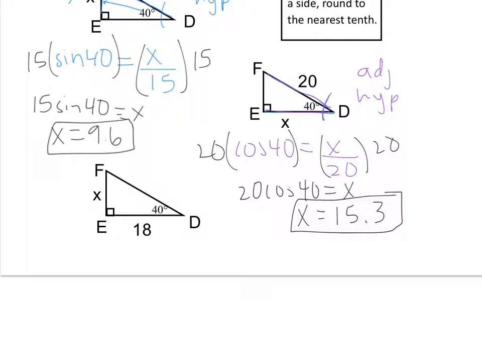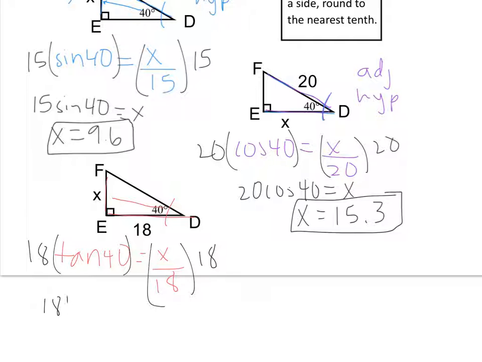All right, let's take a look at this last one here. So I'm given 40 degrees here, I'm given the opposite side and adjacent. So what goes with opposite and adjacent? Tangent, you got it. So tangent of 40 is equal to opposite over adjacent. And then to solve for x here, I would multiply by 18. So 18 tan 40 equals x. Rounded to the nearest tenth after I've typed that in my calculator, I get x equals 15.1.